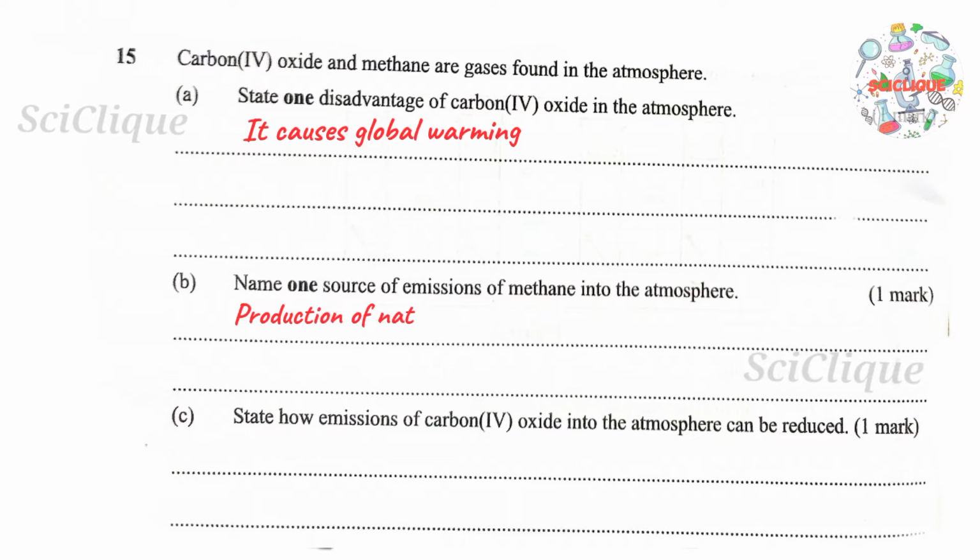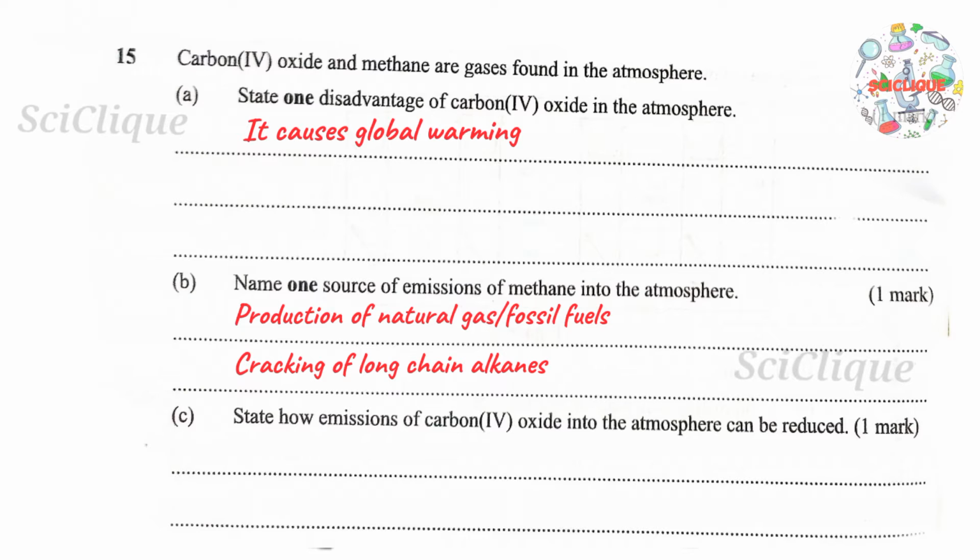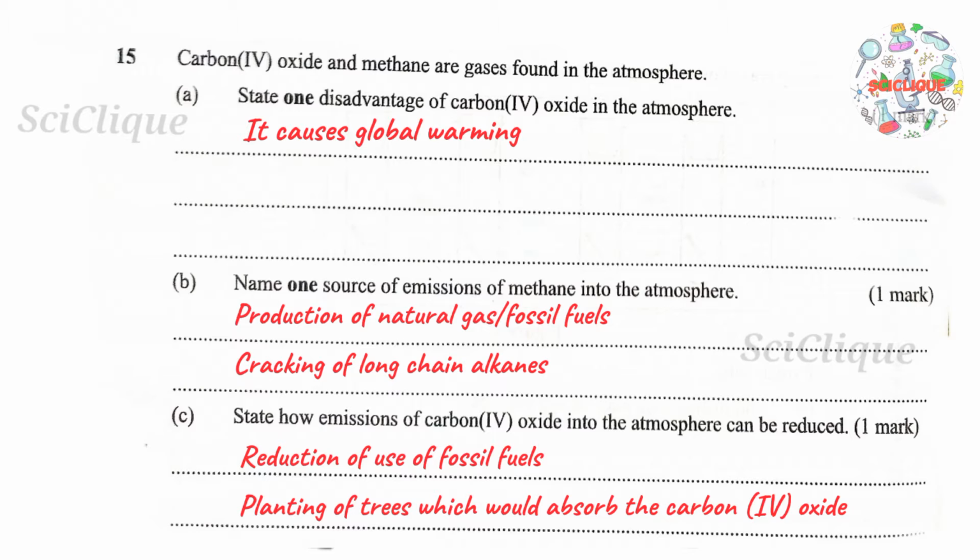Production of natural gas from crude oil, cracking of long-chain alkanes. C. State how emissions of carbon 4 oxide into the atmosphere can be reduced. Reduction of fossil fuel usage, planting of trees. Of course, trees will absorb carbon 4 oxide to utilize for photosynthesis, so there is less carbon 4 oxide in the atmosphere.